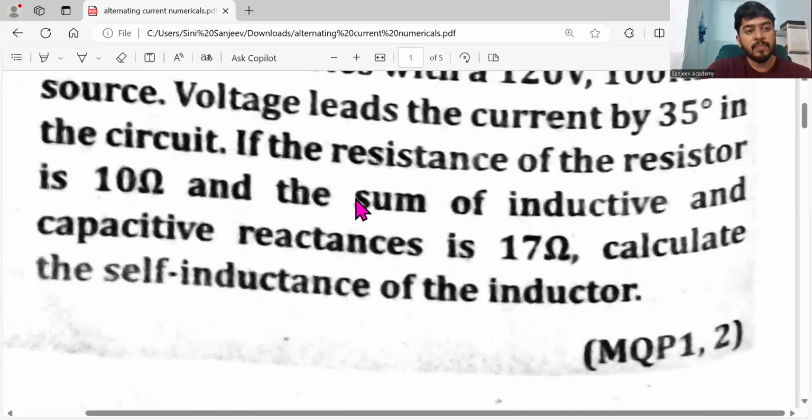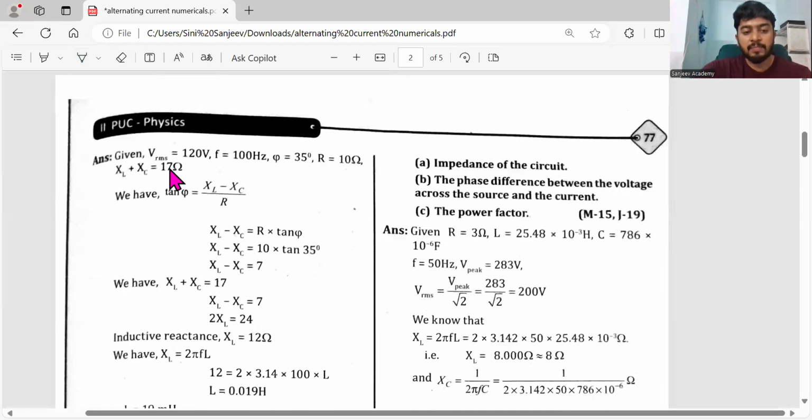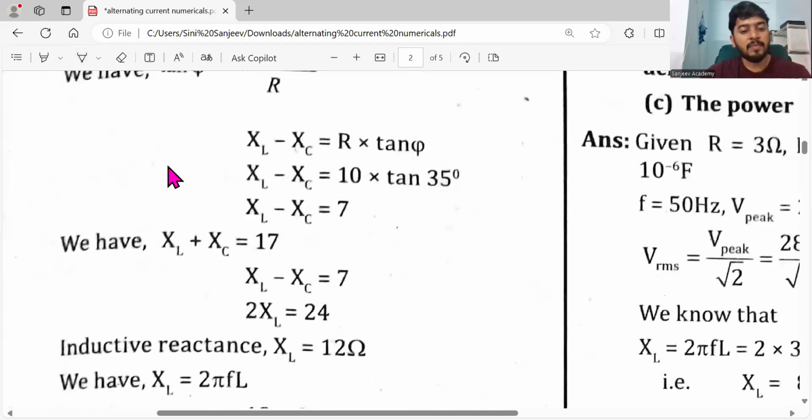As you can see here, I'll just draw it for you. The sum of the inductive and capacitive reactance is how much? 17. In the sense, XL plus XC is equal to 17. Then we have to add the two equations, solving simultaneously by the elimination method. Add it, then I'll get 2XL is equal to 24. So XL is 12 ohm.